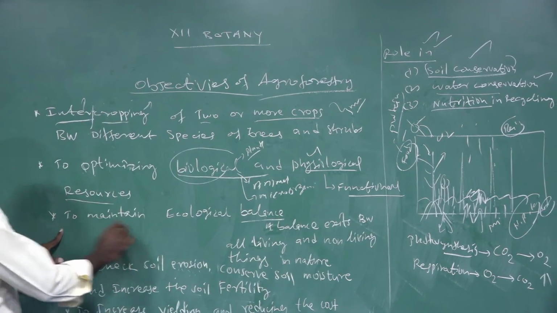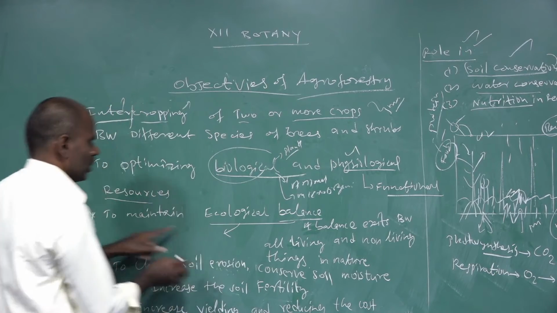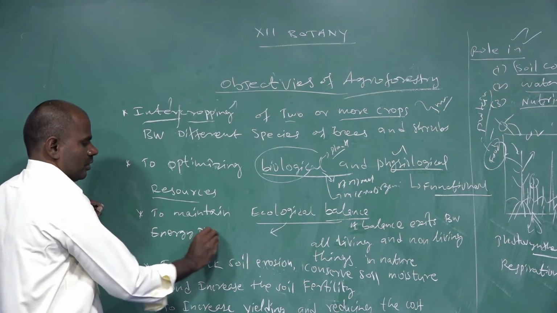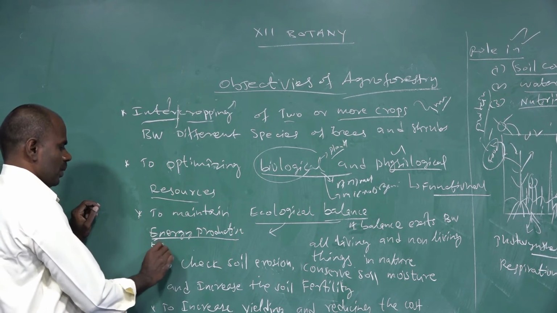And the third one is to maintain the ecological balance. Every ecological organism consumes energy, so there are energy producers and energy consumers.